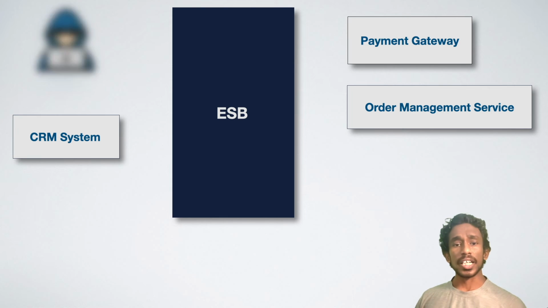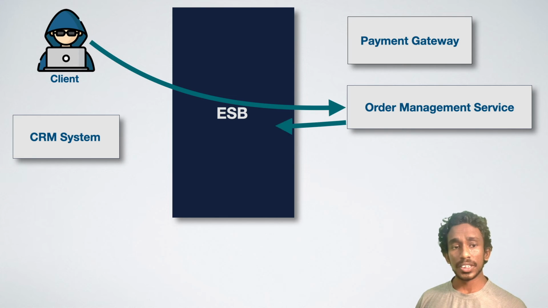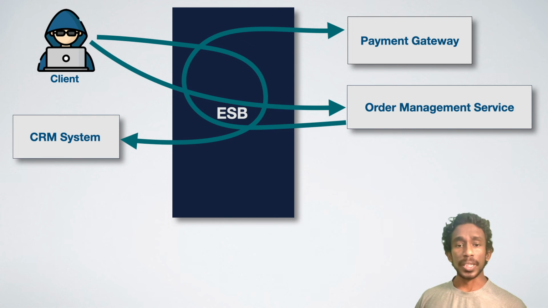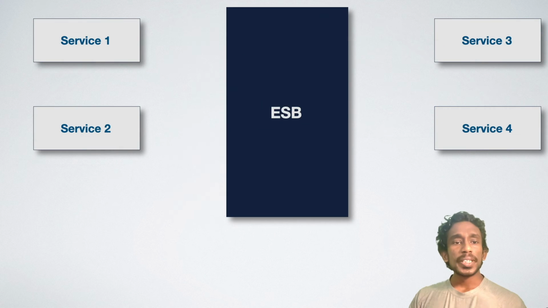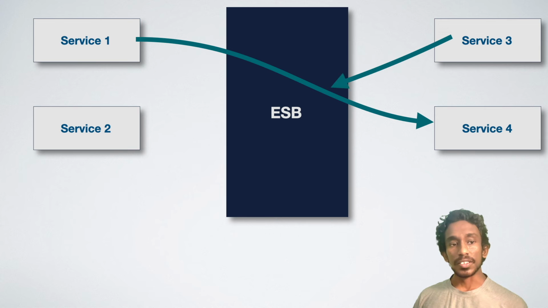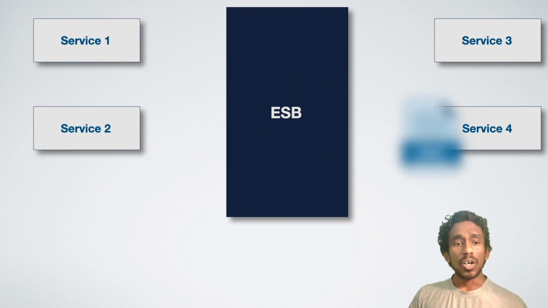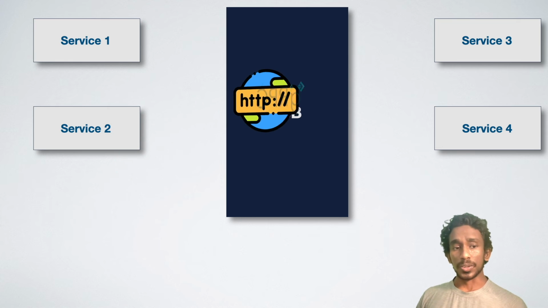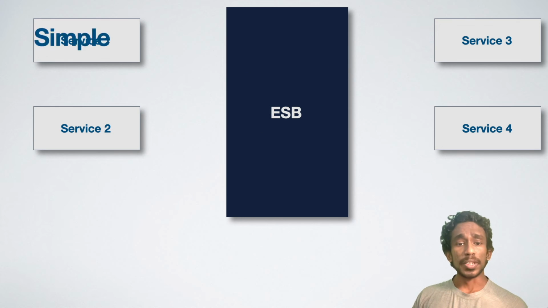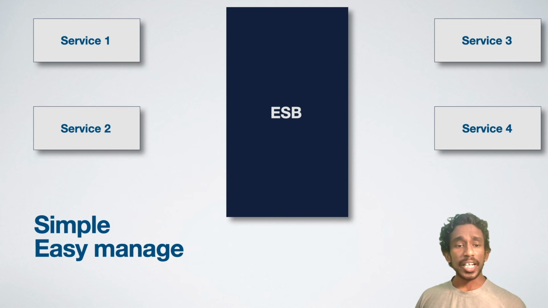Order requests from the client are redirected to the order management service. Payment requests are redirected to the payment gateway. Customer relation details go to the CRM system, and the list goes on. ESB is capable of routing requests between services. This will help you to orchestrate services and perform business operations. It can transform messages from one format to another format or even communicate between multiple protocols. This architecture is much simpler and easy to manage due to its centralized nature.